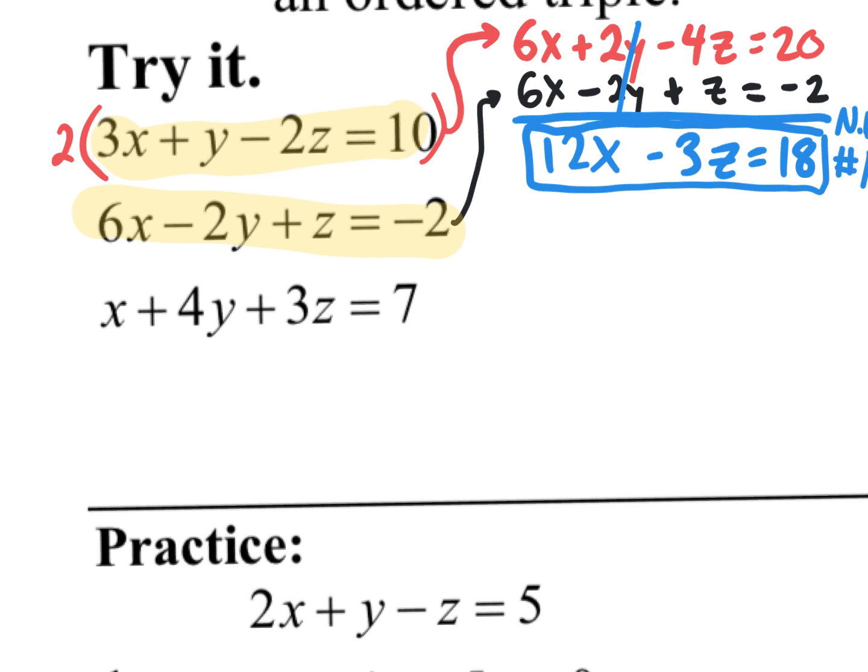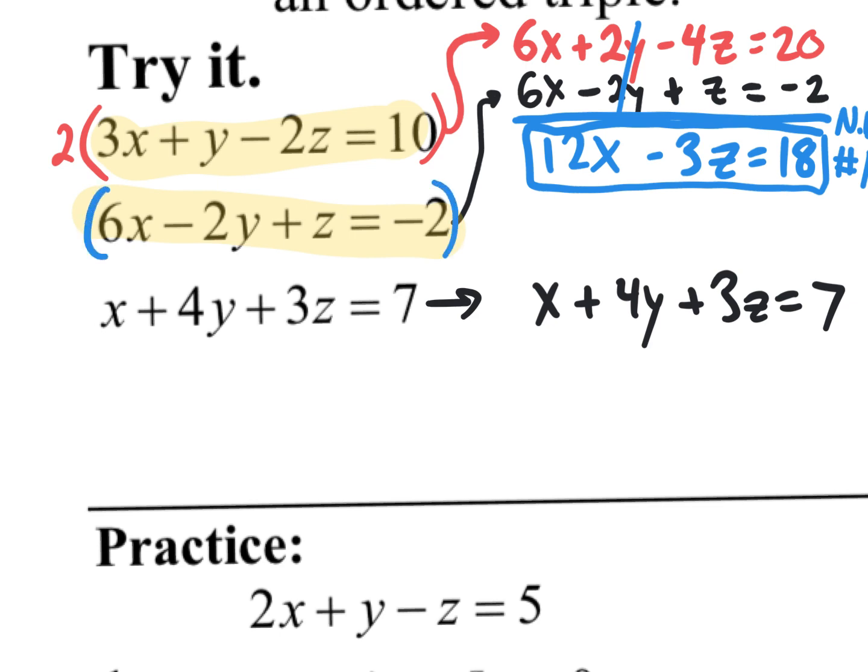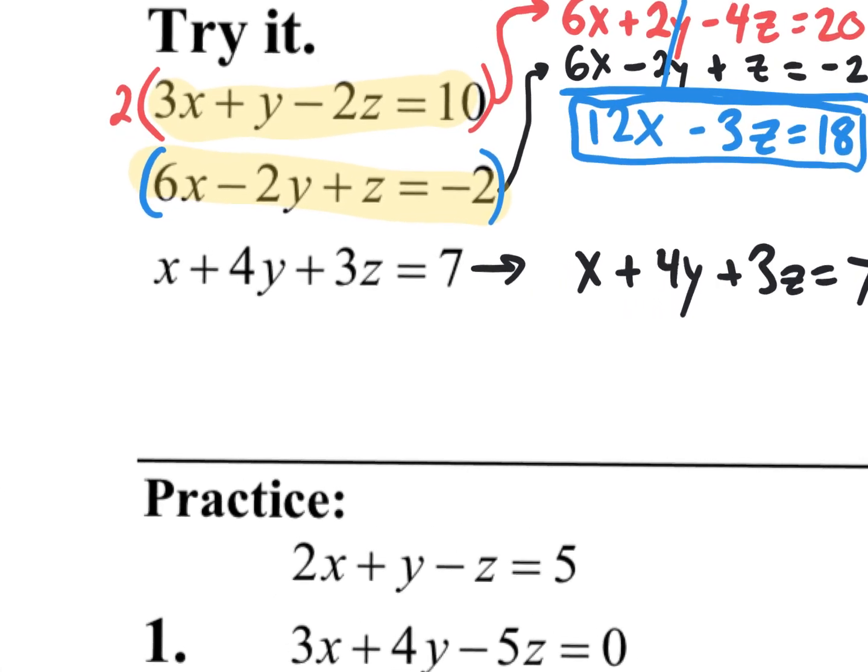And again, to not confuse you guys, you might want to just rewrite the bottom equation. We need to use that third one, so you might want to rewrite it right here without doing anything to it: plus 4y plus 3z equaling 7. And we said that we're going to take the middle one, put it in parentheses, and multiply it by 2. So as I'm drawing my arrow this way, I'm going to put multiply by 2.